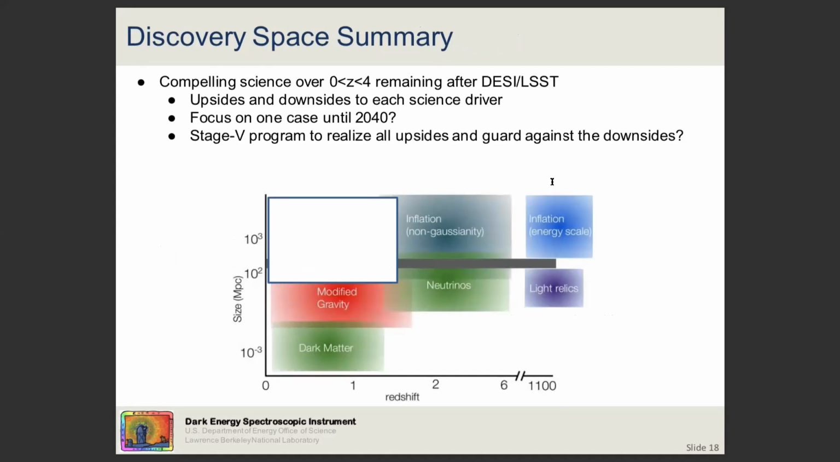So the summary is there is a very compelling science case to be made over the entire redshift clustering regime. Every science case has a list of upsides and a list of downsides. And we have to ask ourselves, do we just want to choose one regime and focus on it until the year 2040? Or do we want to go super ambitious and require that any stage 5 cosmology program can realize every single upside in this parameter space while also guarding against the downsides?